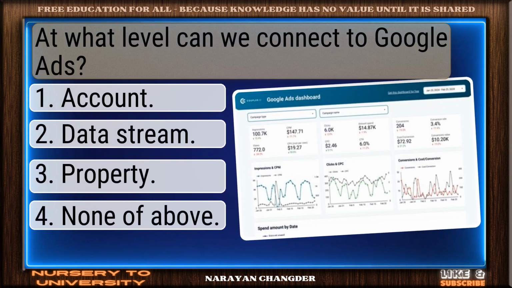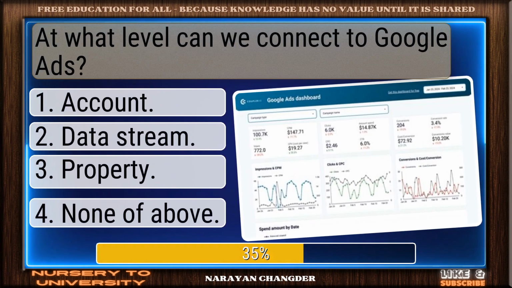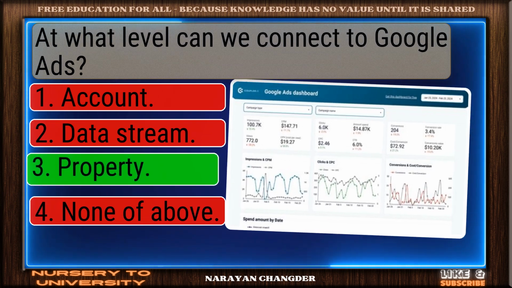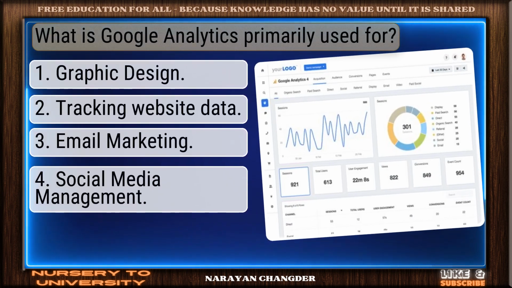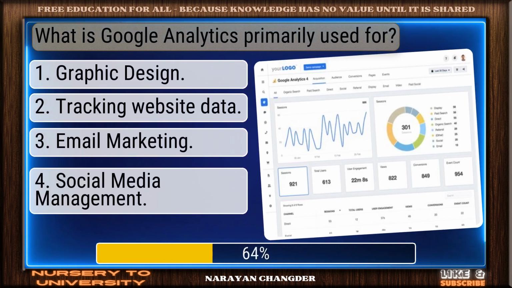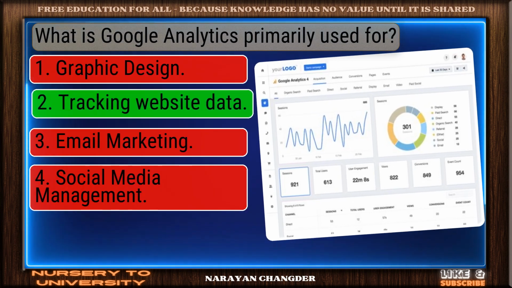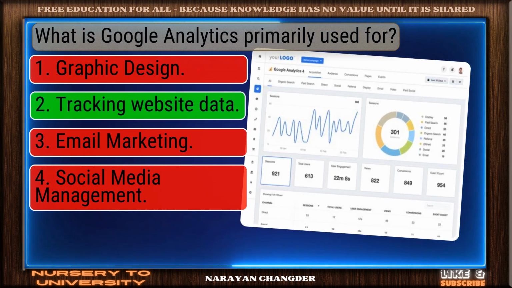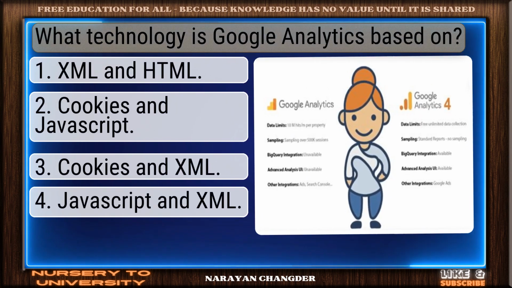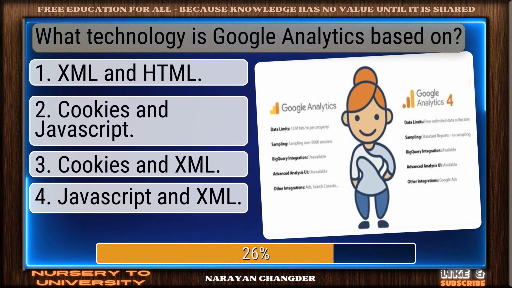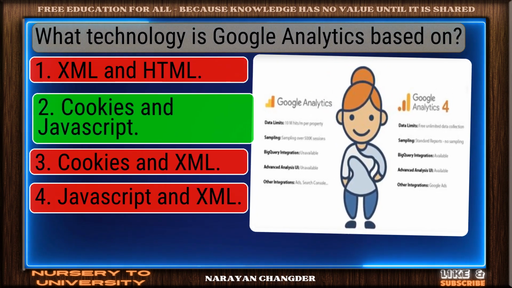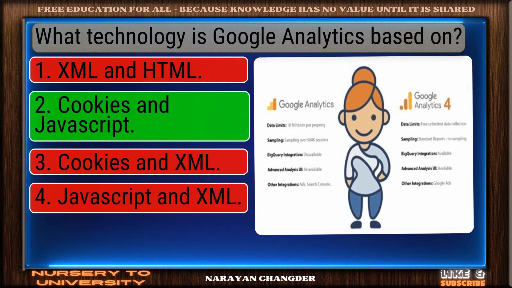At what level can we connect to Google Ads? Well reasoned. Property is the correct choice. What is Google Analytics primarily used for? On track. Tracking website data is the correct answer. What technology is Google Analytics based on? Correct response. Cookies and JavaScript is the most accurate answer.